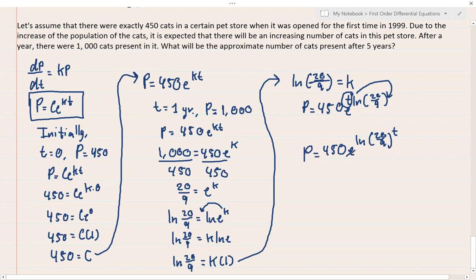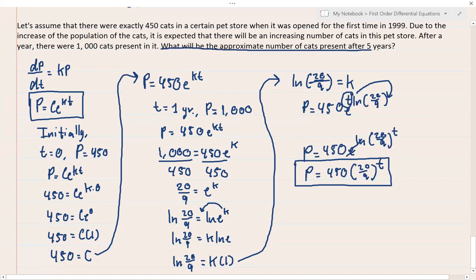So, i-cancel natin si e at saka si ln. So, mangyayari dyan, we have 450 times 20 all over 9 raised to T. Ayan. So, okay na. This is now our particular solution. Nakasimplified na to. So, what to do? We can now answer the question. What will be the approximate number of cats present after 5 years? So, i-substitute natin ng T ng 5. So, 450 times 20 all over 9 raised to 5.